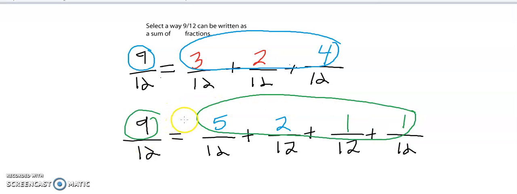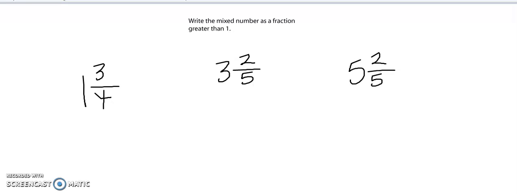So hopefully this helps you with writing fractions as a sum of unit fractions as well as a sum of fractions. When you come to this problem, make sure that you choose all the correct answers that can apply. And then the last part for this will be changing a mixed number to a fraction greater than 1. Once we see this, you'll look at it and say, oh, okay, I remember what we did here. So for the last part of this lesson, we'll be writing the mixed number as a fraction greater than 1.